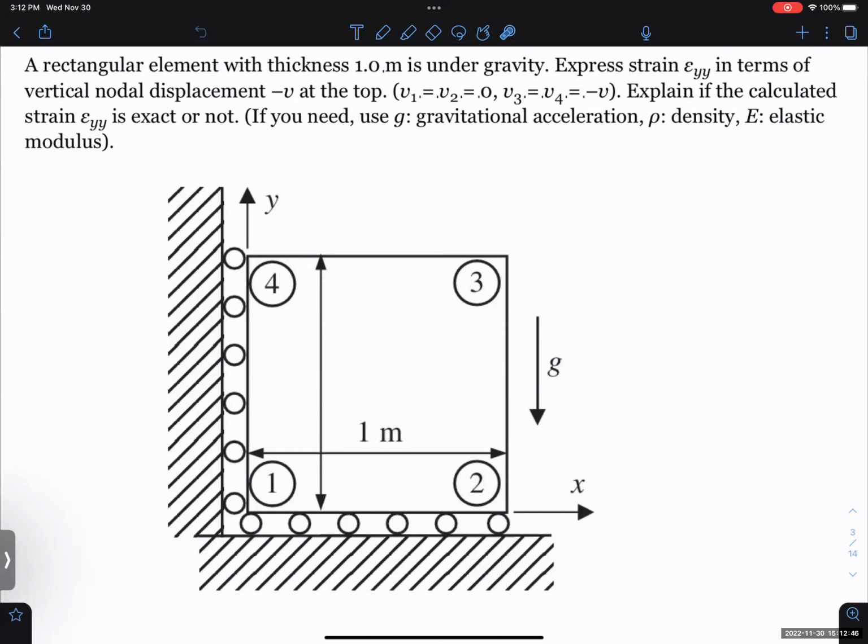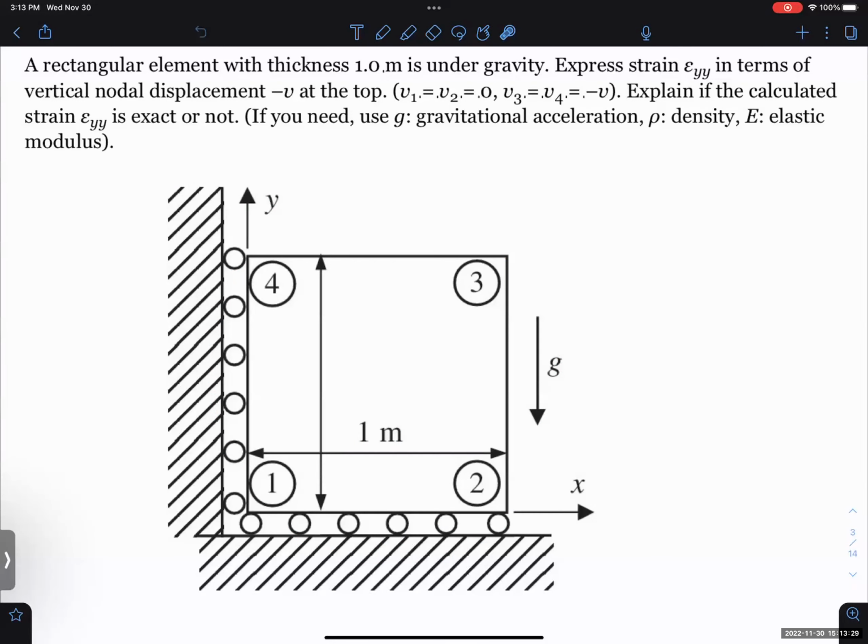No matter what element type, whenever it asks whether it's exact or not, we just compare how the strain YY changes in the actual situation and what the capability of our FEA element is. So for this problem, let's forget about the FEA. If it has body force, how does this strain change in the y direction? Just use your knowledge from mechanics of materials. How does strain change? Yes, it's a linear change, right?